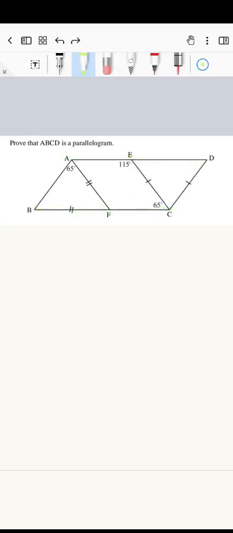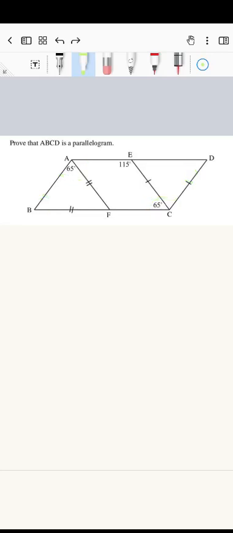So for this one, let's go ahead and find as many angles as we possibly can, so that if I can prove that this angle and this angle are equal, and this angle and this angle are equal, then I have enough reason to say that this is, without a doubt, definitely a parallelogram. Okay, so let's get into this.